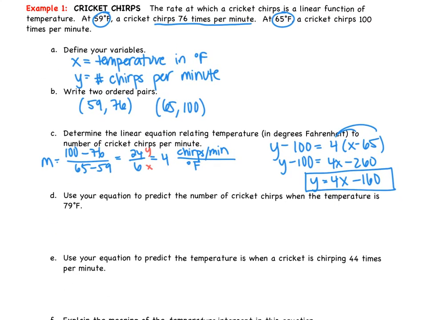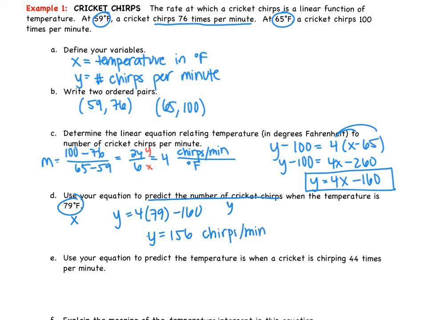Okay, if we go on to D, use your equation to predict the number of cricket chirps, so that's y, when the temperature is 79, that's x. So that's telling us if x is 79, predict y. Using our equation, we get 4 times 79 minus 160. If you put that in your calculator, you get y to be 156. Make sure you put your units though. So the units for y are chirps per minute.